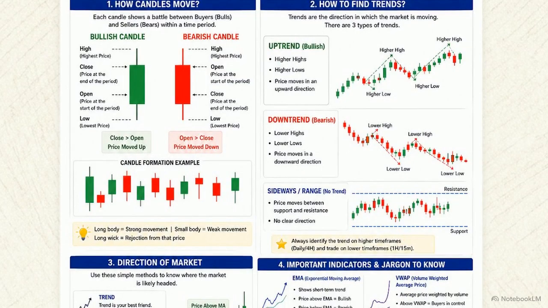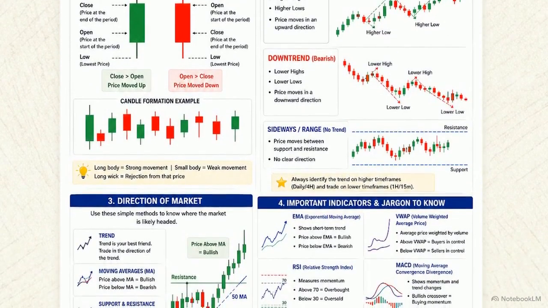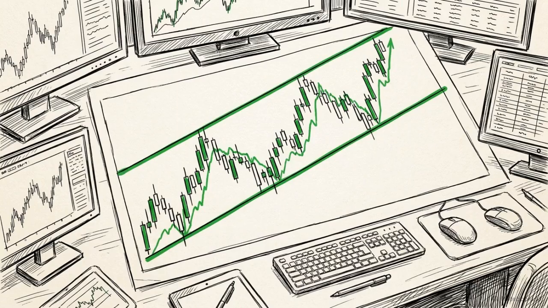These movements often respect specific boundaries. Support is the price floor where buyers have historically stepped in to prevent further declines. Resistance acts as the ceiling, where sellers consistently enter the market to cap price and drive it back down. Identifying the current trend and its boundaries is the primary step in determining the market's likely path.